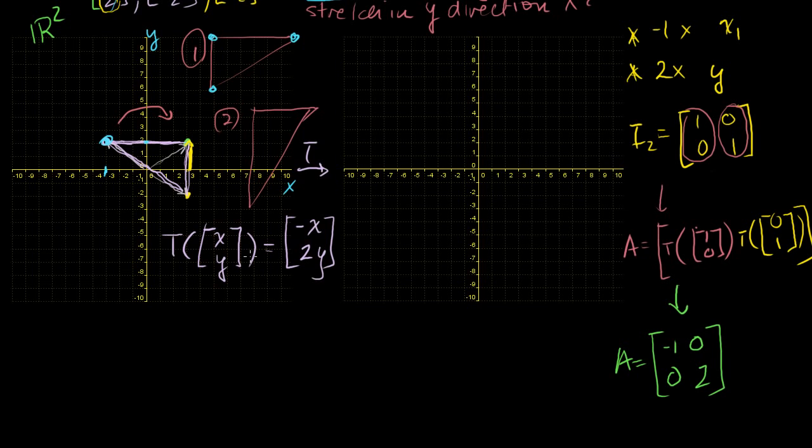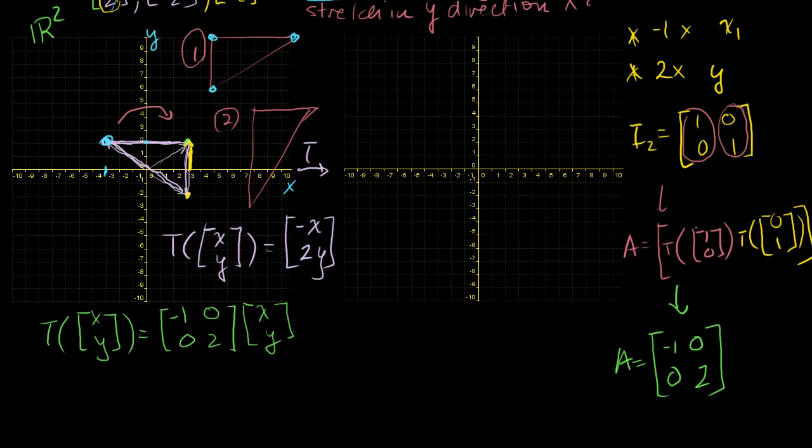So now we can describe this transformation. So now we could say the transformation of some vector xy, we can describe it as a matrix vector product. It is equal to minus 1, 0, and 0, 2 times our vector x, y.